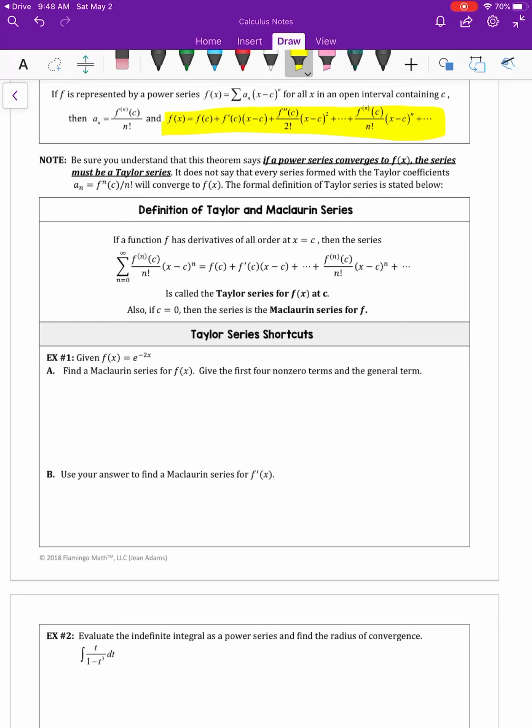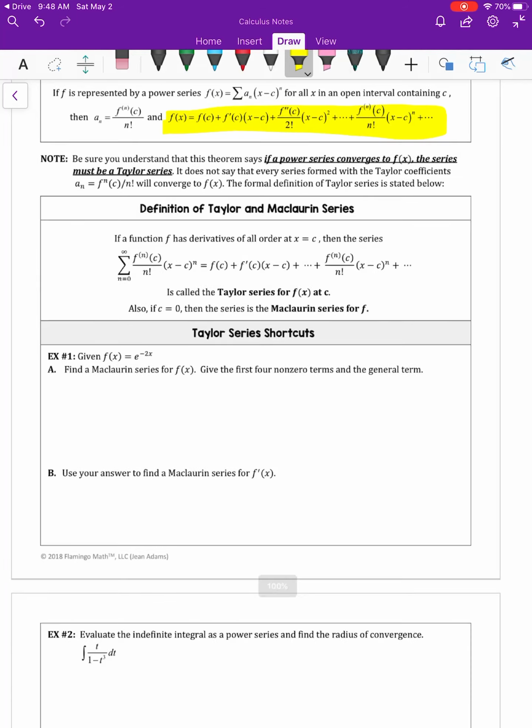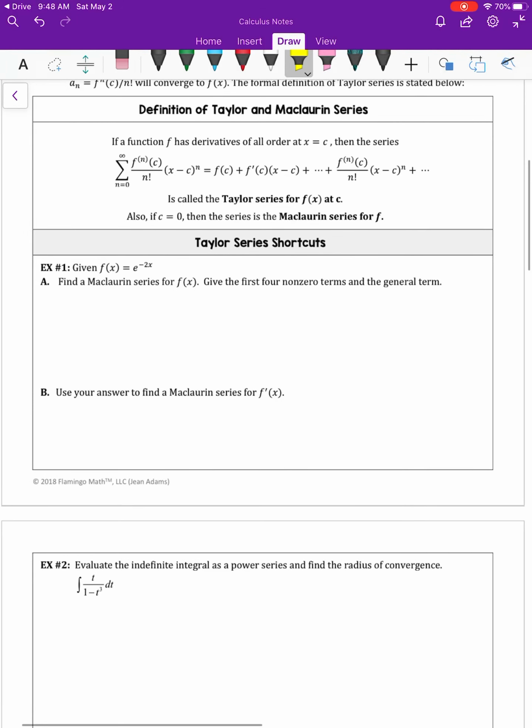So we have, if a function f has derivatives of all orders at x equals c, then the series summation from n equals 0 to infinity of the nth derivative of c divided by n factorial times x minus c to the n, which is equivalent to what we just said above, is called the Taylor series for f of x at c. Also, if c equals 0, then the series is the Maclaurin series for f, which we have been saying for the last couple of lessons.